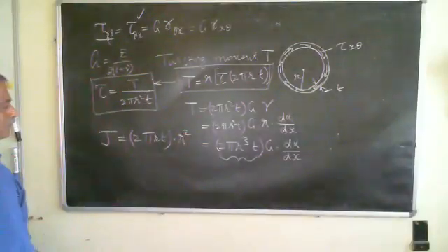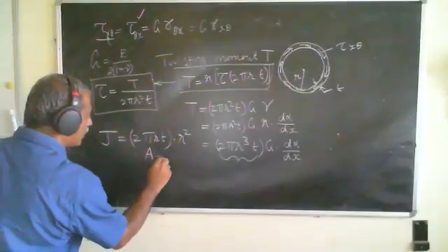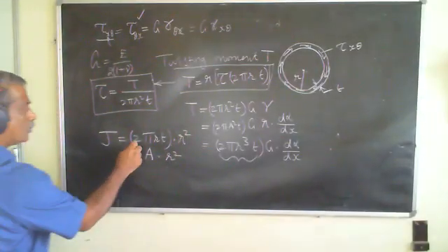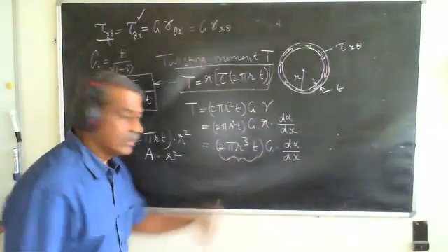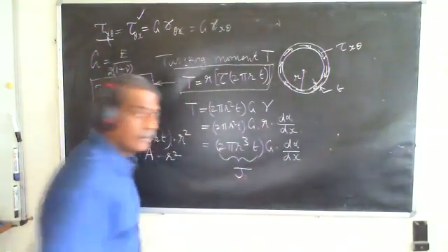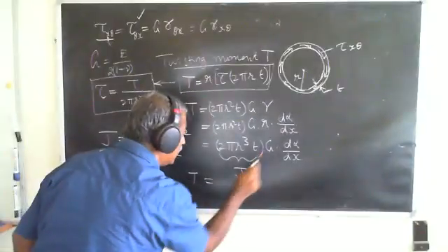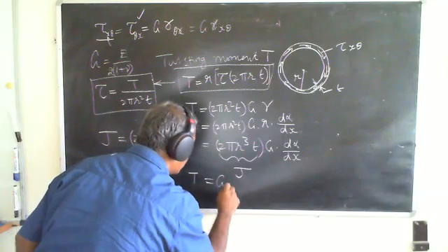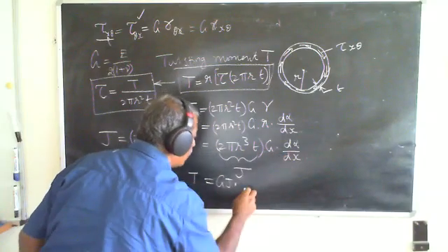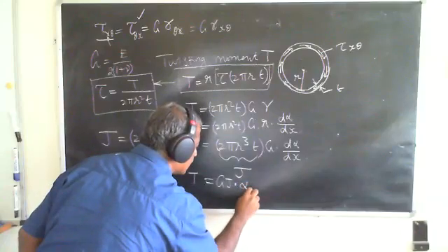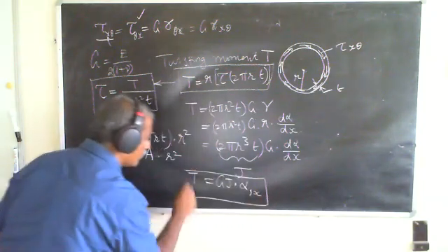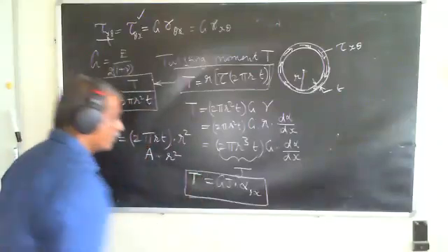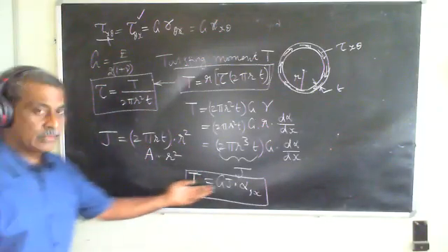You're taking a long time. This is A. Area times r squared, right? Which is 2 pi r cubed t, right? That's exactly what I get over here. And this is moment of inertia J, right? Now I can write this to be T is equal to G J times d alpha by dx. I'm going to write this as alpha comma x. So far, so good. Is this clear?